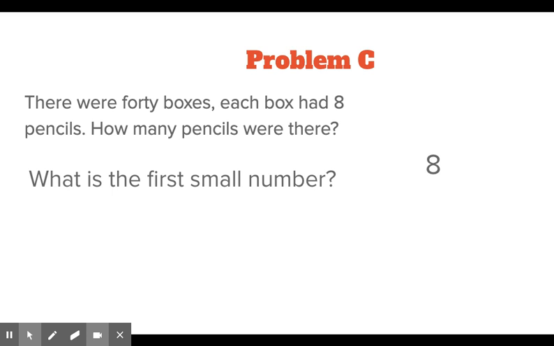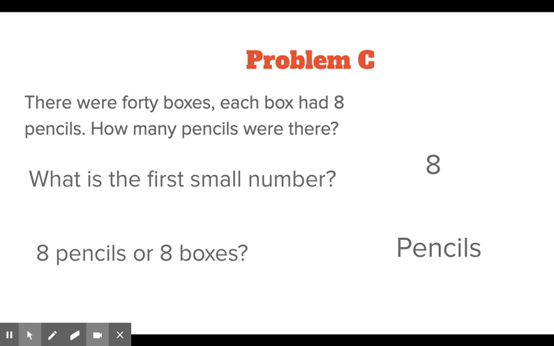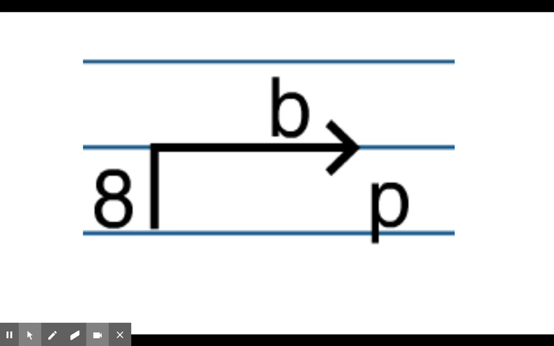Now, were there more pencils or more boxes? Well, there were more pencils because there were only 8 pencils in each box. So we know pencils is going to be our big number. So when we write out our multiplication, it is going to look just like this. Now I'll wait, or you can pause the video. You know how many boxes there were. You know there were 40 boxes. So it's possible to solve that by multiplying 40 times 8.